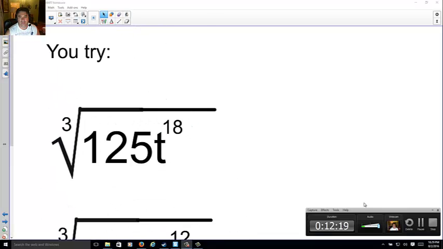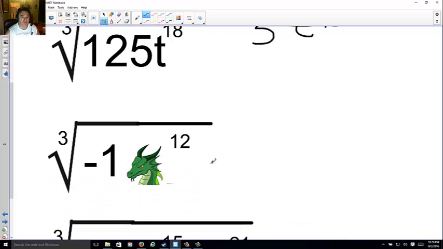What are we doing on time? Just fine. Okay, what makes 125? 5 times 5 times 5. And 18 divided by 3 is t to the 6th. Okie dokie. Negative 1 is kind of weird, but negative 1 times negative 1 times negative 1 would make negative 1.